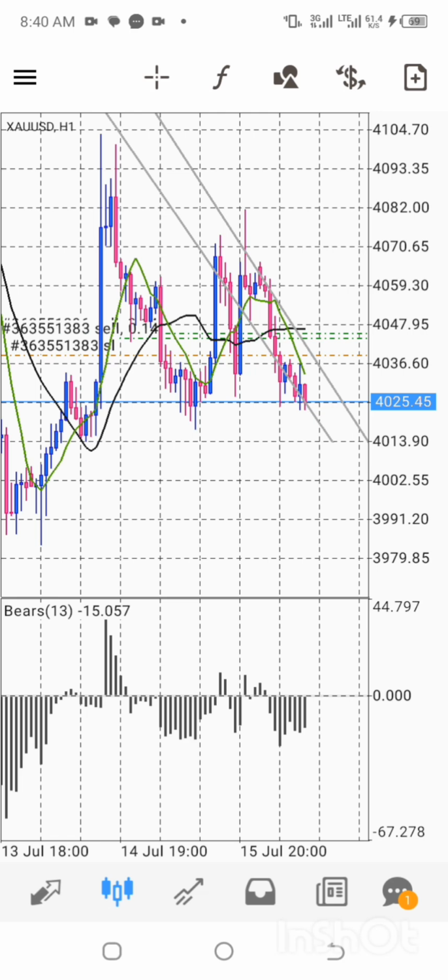The bears strength indicator is showing that the market is still overly bullish. Sorry, overly bearish. I'm sorry, sorry for that mistake. The market is overly bearish.